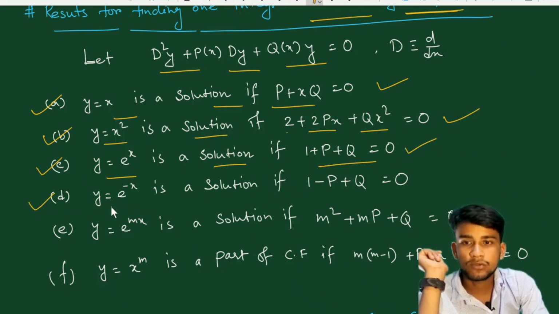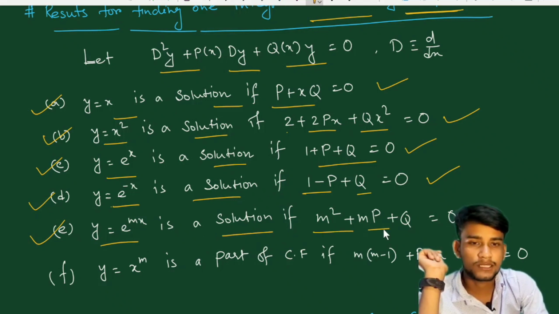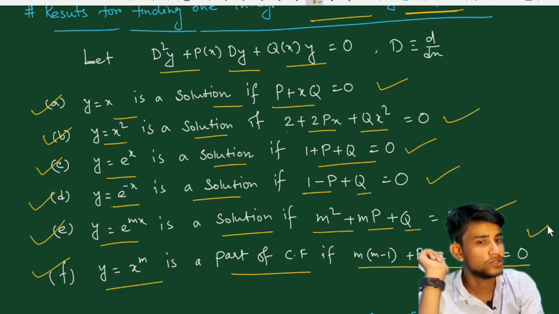Number d: y equal to e to the power minus x is a solution if 1 minus p plus q equal to 0. Number e: y equal to e to the power mx is a solution if m square plus mp plus q equal to 0. Number f: y equal to x to the power m is a part of the CF if m into m minus 1 plus pmx plus q into x square is equal to 0.